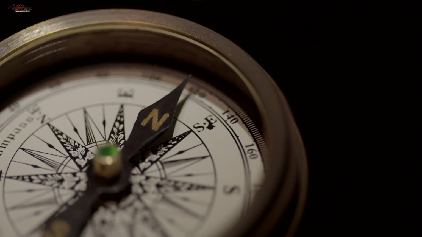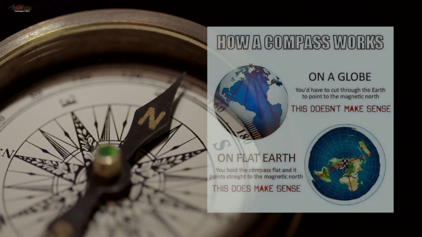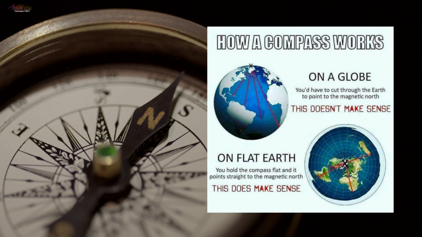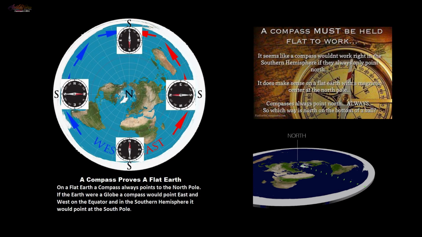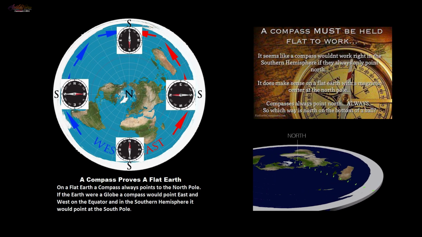How does a compass work on a globe? In certain countries of the southern hemisphere, Australia for example, magnetic north would be through the center of the globe, whereas on a flat map the North Pole is in the center, so wherever you are on a flat plane it points to that center.